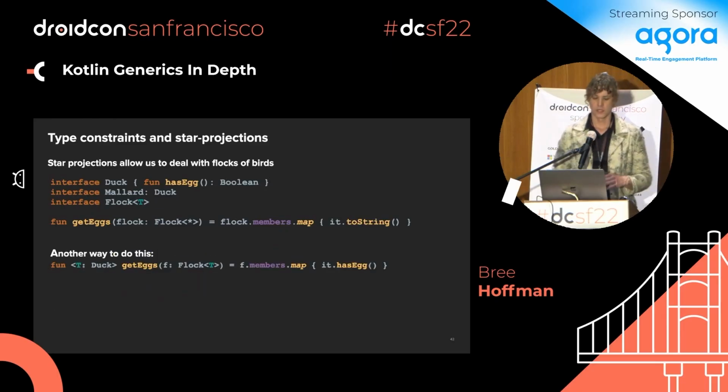Another way to do this in terms of adding an upper bound constraint would be, rather than specifying it on the flock itself, you could specify the upper bound constraint on the function here. So the last line of this slide shows a function getEggs, which has an upper bound constraint of duck. And this would allow us to interact with the items of that flock as though they're ducks.